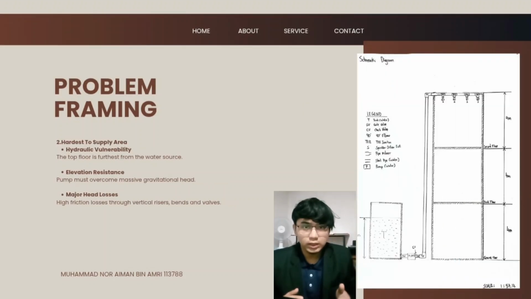Point 2, which is the hardest to supply area. From a fluid mechanics perspective, the highest floor of the building is always the hardest area to supply because it is located furthest from the water source. To deliver water effectively to this zone, the pump must overcome massive gravitational resistance known as elevation head. At the same time, the fluid faces high frictional head loss as it travels through long vertical risers, bends, and isolation valves. This accumulated resistance results in a severe drop in pressure before the water can even reach the sprinkler nozzle.